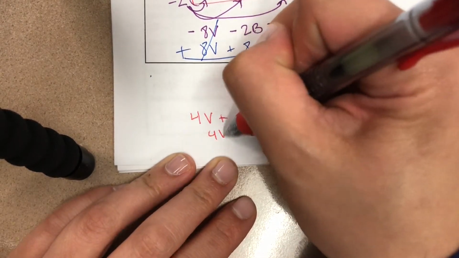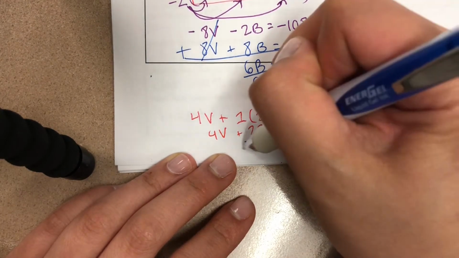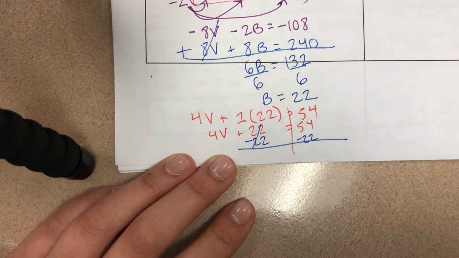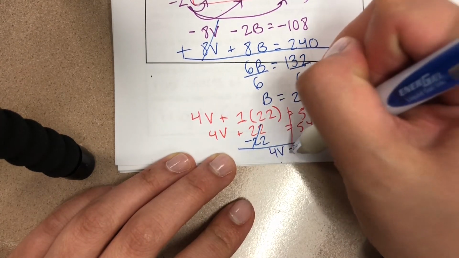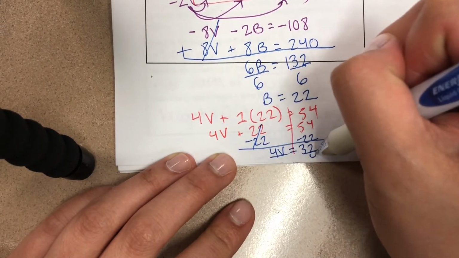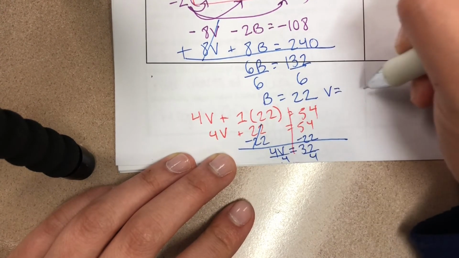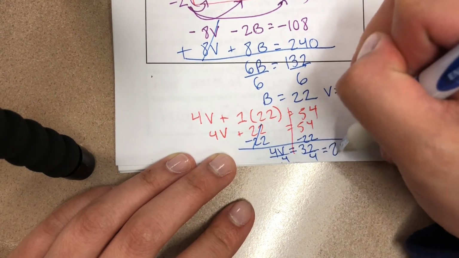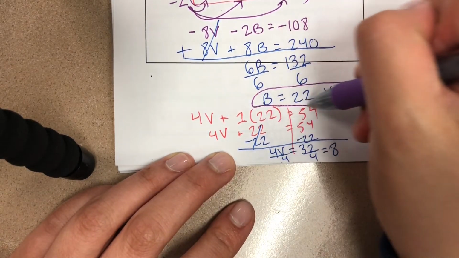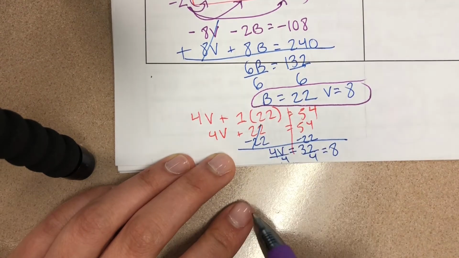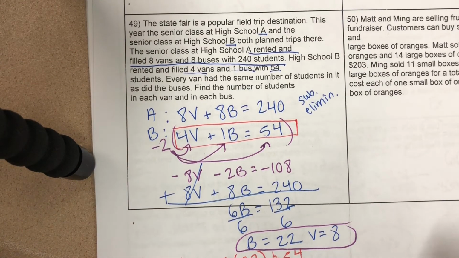I bring down my 4V. I can subtract 22 from both sides. When I do that, these cancel out. 54 minus 22 is 32. I bring down my 4V, divide each side by 4, and then 32 divided by 4, my V value is going to be 8. So my final answer is that buses can hold 22 students and vans can hold 8 students.